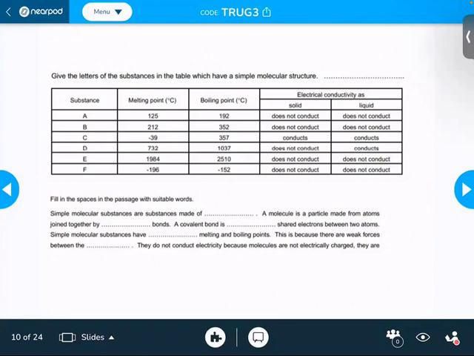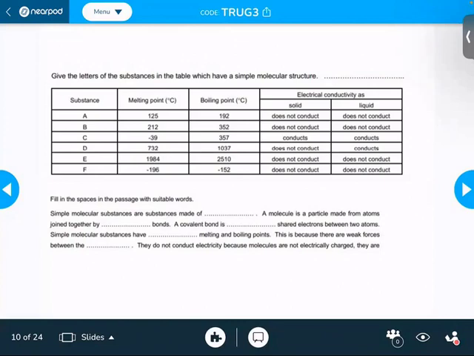Have a think about the words you'd fill in as well. Stop the video, and then we'll talk it through. The answers would be: simple molecular substances are substances made of molecules. A molecule is a particle made from atoms joined together by covalent bonds. A covalent bond is two shared electrons between two atoms. Simple molecular structures have low melting and boiling points. This is because there are weak forces between the molecules. They do not conduct electricity because molecules are not electrically charged. They are neutral.